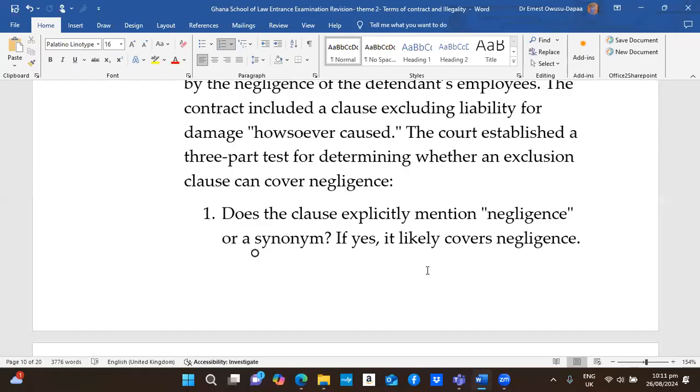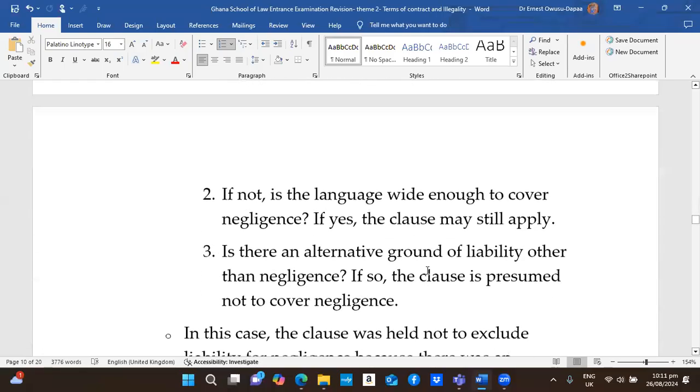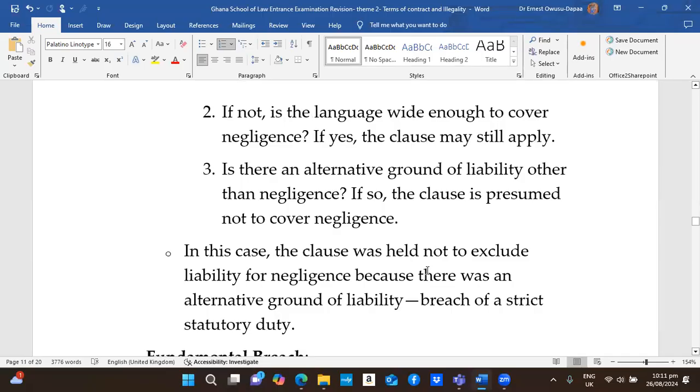Now, the court proposed a certain test that we need to find out. One, does the clause explicitly mention negligence or a synonym? If yes, then it likely covers negligence. Two, if not, is the language wide enough to cover negligence? If yes, the clause may still apply. And three, is there an alternative ground of liability other than negligence? If so, the clause is presumed not to cover negligence.